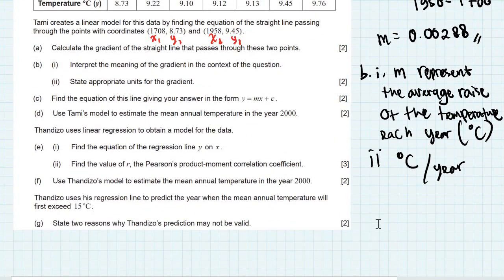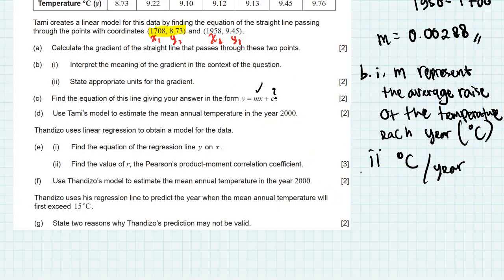Next, question C. Find the equation of this line, giving your answer in the form of y equals mx plus c. We already have the gradient. We need to find the c. The m is checked. We need to find the c. To do that, we have to pick one point. I will pick the first point. You can also pick the second point to find the c.